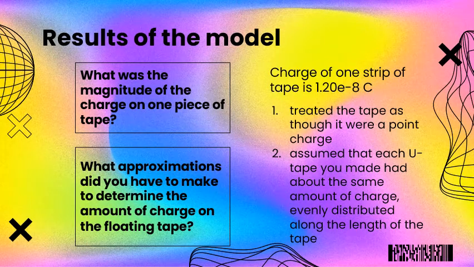And then for the results of the model, what was the magnitude of the charge on one piece of tape? I found it to be 1.2 times 10 to the negative 8th coulombs, which at least qualitatively is accurate because it is indeed positive. And then we're also asked about what approximations we made to determine the amount of charge on the floating tape. One, I treated the tape as though it were a point charge, and I also assumed that each upper tape, or positively charged tape, that I made had about the same amount of charge that was evenly distributed along the length of the tape.